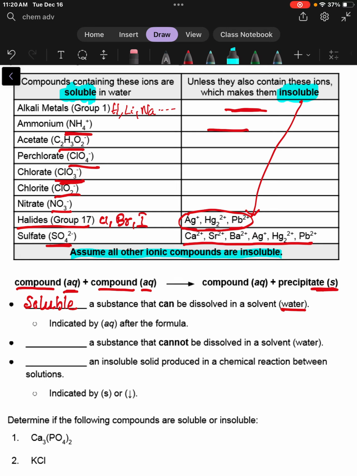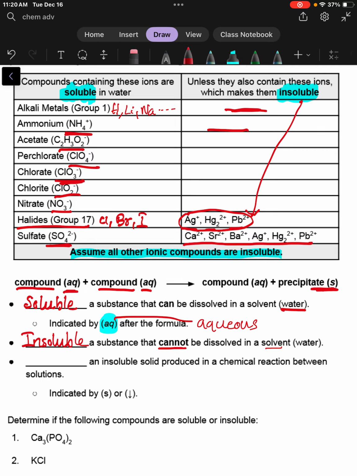And if it is soluble, when you write it, you have to write a subscript aq. Aq means aqueous, which is soluble in water. If it is the opposite, when you add it to water and it still remains a solid, it is called insoluble. They are not soluble in a solvent.